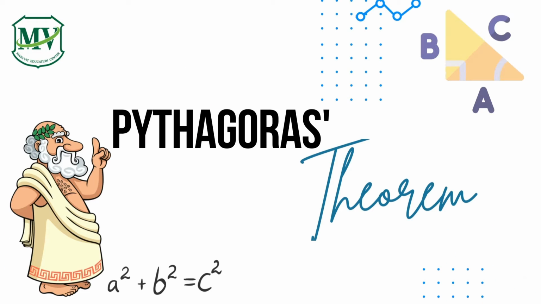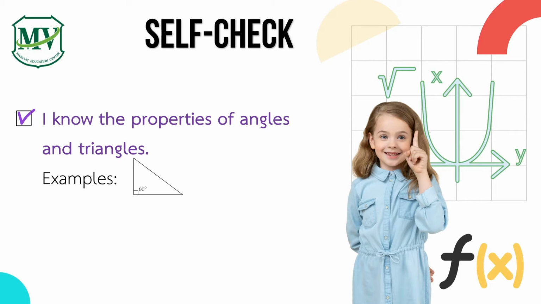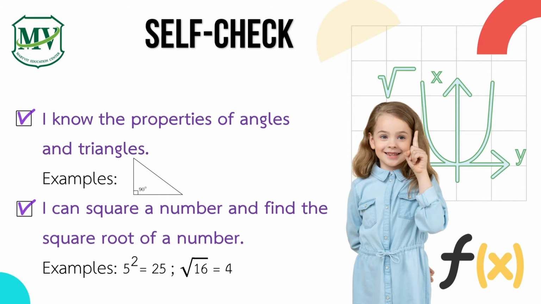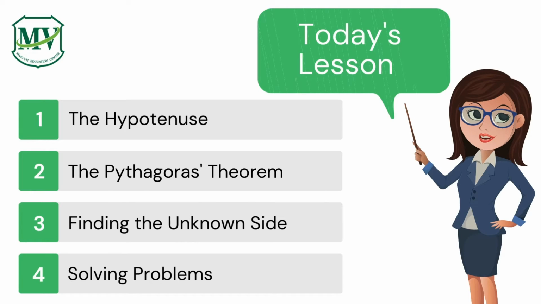In this lesson, we're gonna learn about Pythagoras Theorem, specifically the relationship between the sides of a right-angled triangle. Before we begin, make sure you already know the properties of angles and triangles. Also, how to square a number and how to find the square root of a number. At the end of this lesson, you will be able to identify the hypotenuse, state the Pythagoras theorem, find the unknown side of the triangle, and solve problems related to Pythagoras theorem.